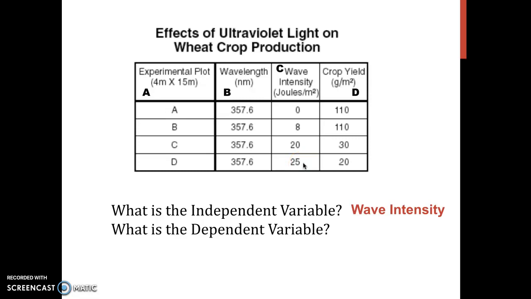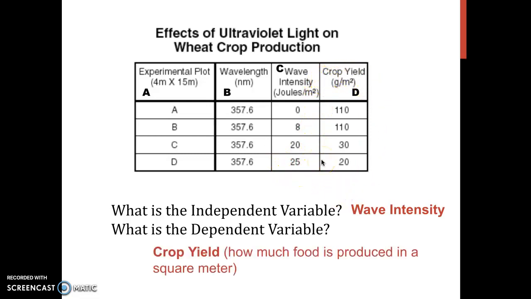So the dependent variable is what responds to this change. If that wave intensity changes, how does that affect the growth of the crop? Farmers call that their yield or crop yield. How much food in grams, if we were to weigh that food, how much food in grams would we get in a square meter of space?